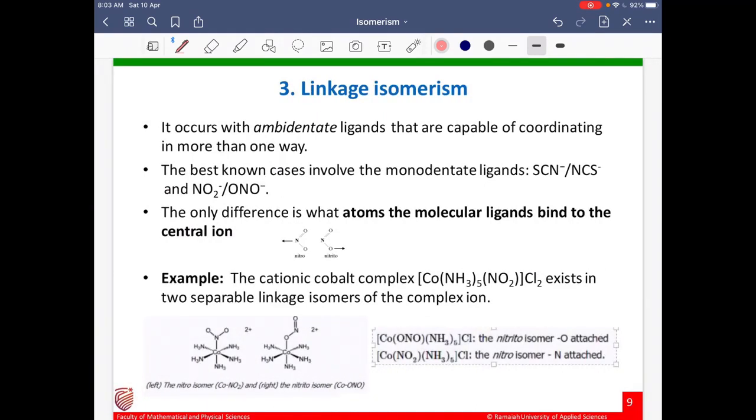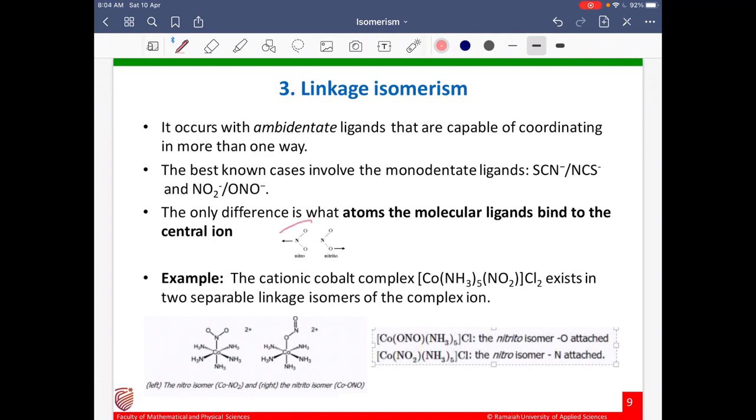Third type of isomerism is linkage isomerism. It occurs with ambidentate ligands that are capable of coordinating in more than one way. Ambidentate ligands such as SCN, NCS, nitro, these groups can coordinate to the central metal atom in more than one way. The only difference is which atoms of the ligands bind to the central ion.